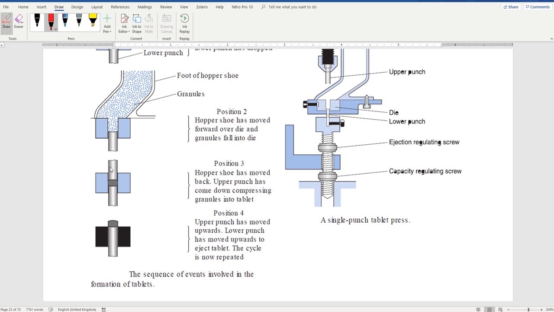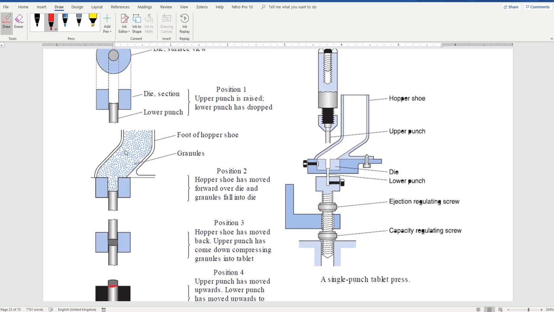So the upper punch descends, compaction and compression happens, the lower punch goes up to put the tablet at the surface. Look, this one should not go up more. If it goes up more, meaning if the lower punch goes above the surface here higher, what happens? When the hopper shoe comes back, it will hit the lower punch. So we don't want this to happen. We want the hopper only to remove the tablet without touching the lower punch.